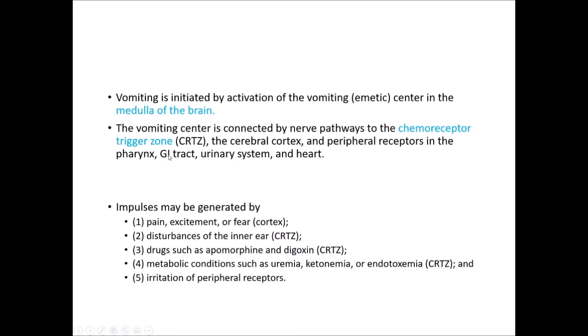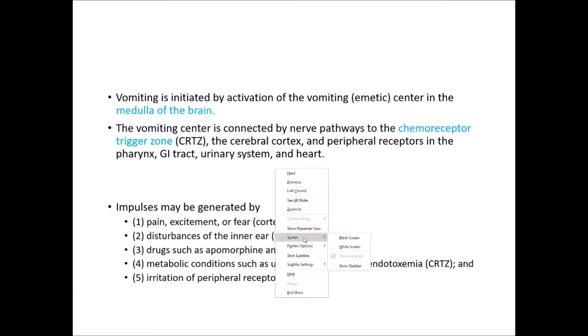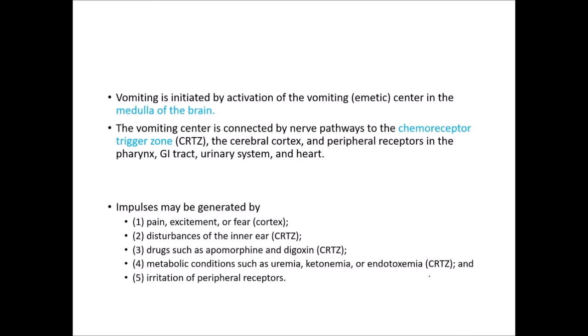Impulses can be generated by pain, excitement, or fear in the cortex, disturbances of the inner ear with CRTZ, drugs such as apomorphine and digoxin, which work on the CRTZ, metabolic conditions such as uremia, azotemia, ketonemia, endotoxemia, and that all works on the CRTZ, and irritation of those peripheral receptors. An example would be like the gag reflex in the pharynx or in the stomach. If you're introducing hydrogen peroxide, creating lots of bubbles, that could irritate the peripheral receptors and cause vomiting.